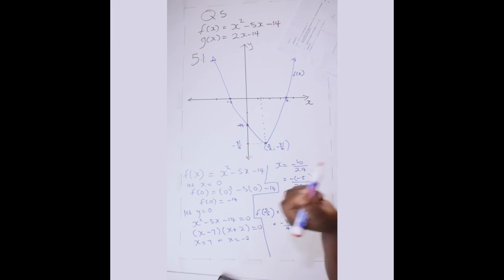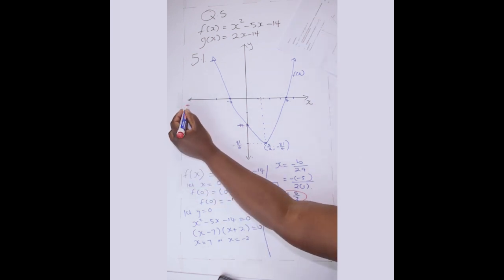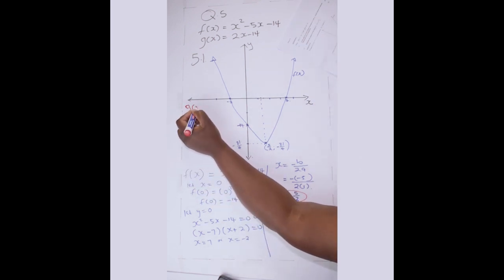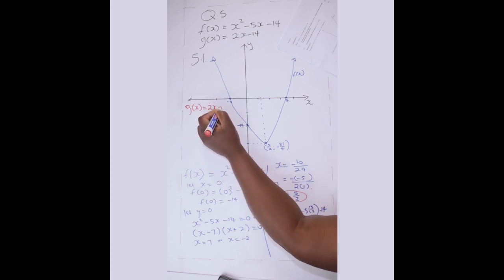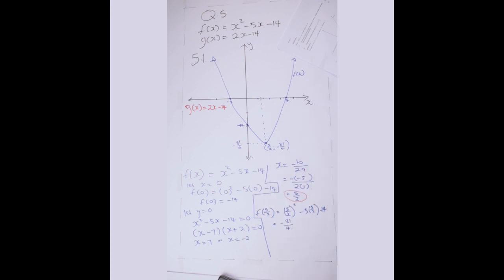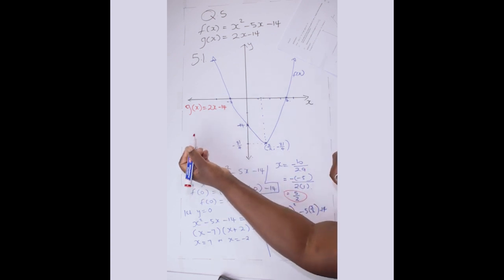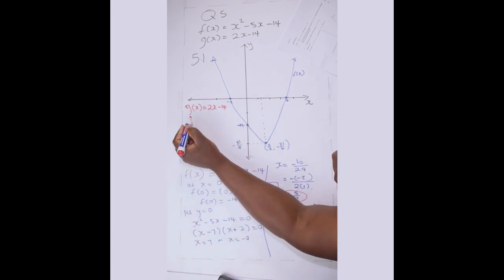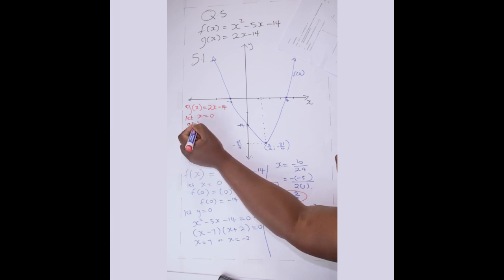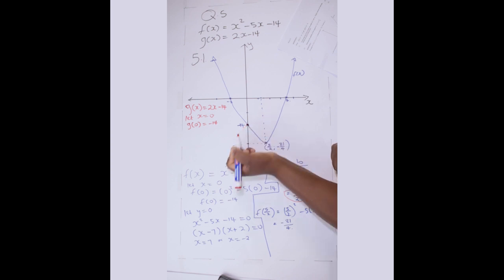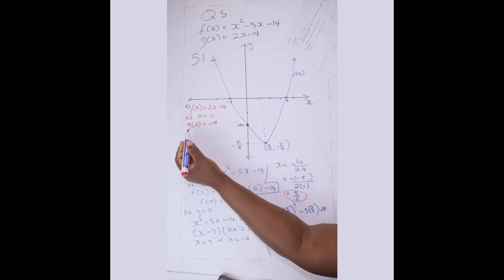Now, if we have to draw the g of x, remember g of x is a straight line. The rules are the same for a straight line, a parabola, a hyperbola, and all types of graphs. X-intercept and y-intercept, we get them the same. So we let x be 0 to find the y-intercept. That means g of 0 will be minus 14. In other words, your graph must pass through minus 14.